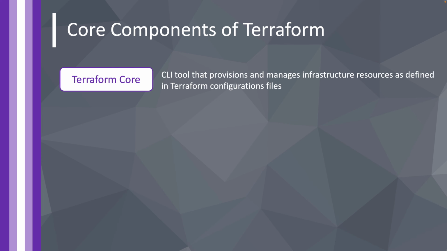Now, first we have Terraform Core. Terraform Core is really that binary that we're going to download from HashiCorp. It's that CLI tool that's going to provision and manage our infrastructure resources as defined in our configuration files.